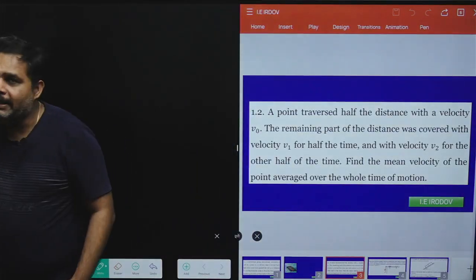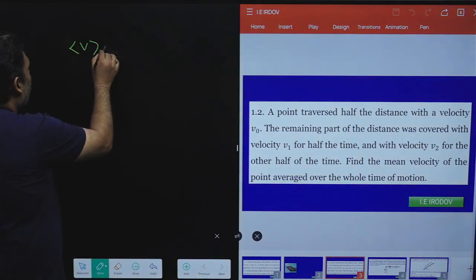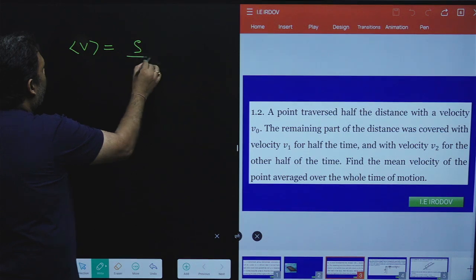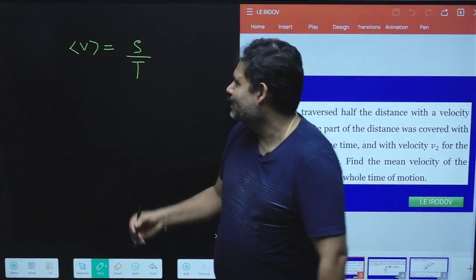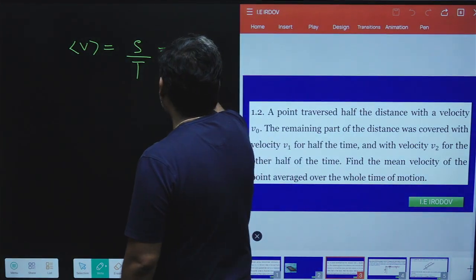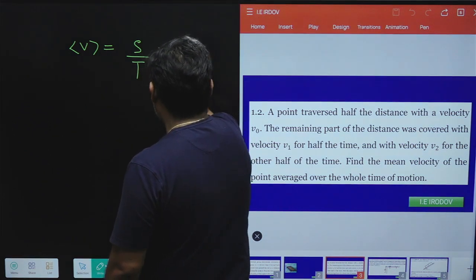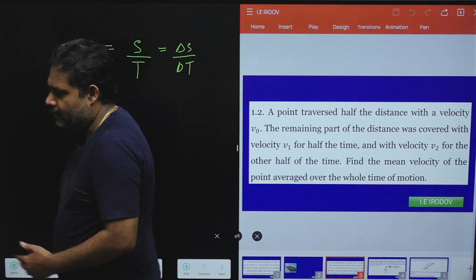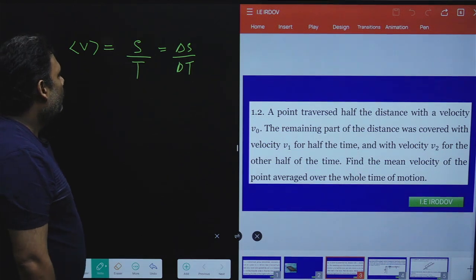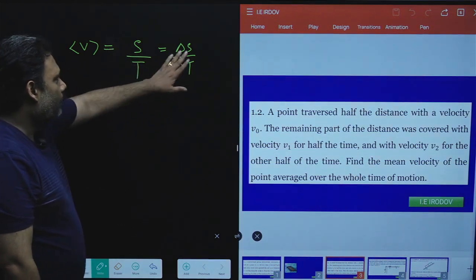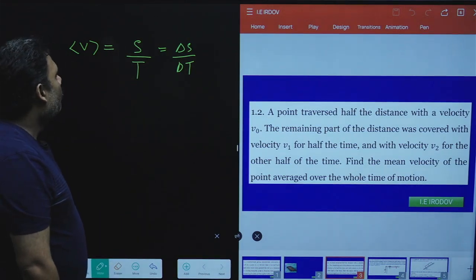So what is average velocity? If I am talking about average velocity, this average velocity is equal to S upon total time. This is the basic concept, or you can just write something like delta S upon delta T also. That is the difference in distance divided by the difference in time. So this is the better thing. And this is all about the total distance and total time. So we can write it in this form. So how will we go about that?